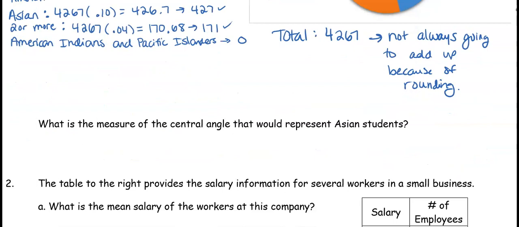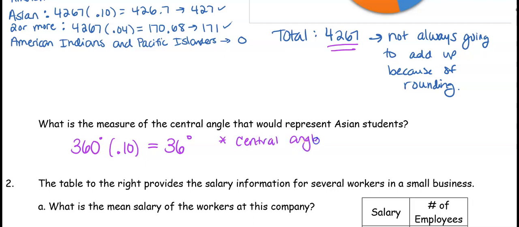Well, how much is in our whole circle? 360 degrees. So I'm going to take 10% of my whole pie, 10% of that circle, which is going to give us 36 degrees. Just like we talked about before with the total number of people, the count, central angles don't always add to 360 because of rounding.